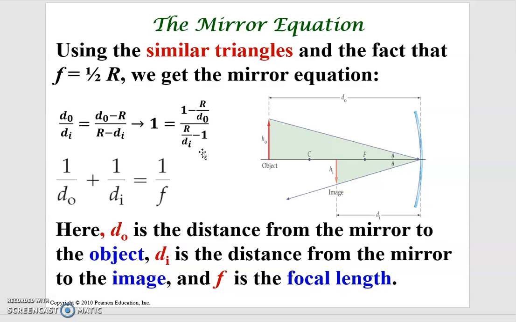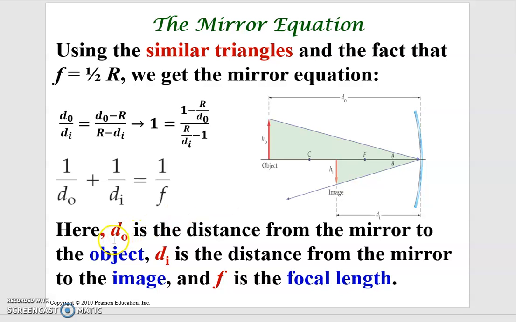I will say, okay, it seems it's getting more complicated now. But you will find out if you substitute the relation, the focal length is just 1/2 of the radius, into this formula. If you substitute R by 2F, then you will get the result to this equation is that 1 over D0 plus 1 over DI is equivalent to 1 over F. So this is the so-called mirror equation.